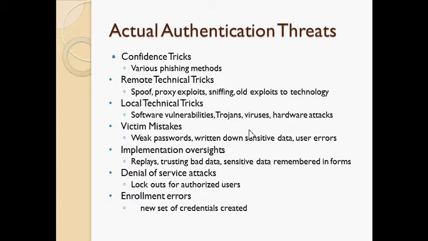Here are some actual authentication threats. We have confidence tricks, various phishing methods, such as sending an email saying you won X amount of money, or someone in Nigeria who needs your help, trying to get more information. Remote technical tricks: spoofing, proxy exploits, sniffing, old exploits to technology. Local technical tricks: software vulnerabilities, Trojans, viruses, hardware attacks, victim mistakes, weak passwords, written down sensitive data, user errors, implementation oversights, replays, trusting bad data, sensitive data remembered in forms, denial of service attacks, lockouts for authorized users, and enrollment errors, where a new set of credentials is created.